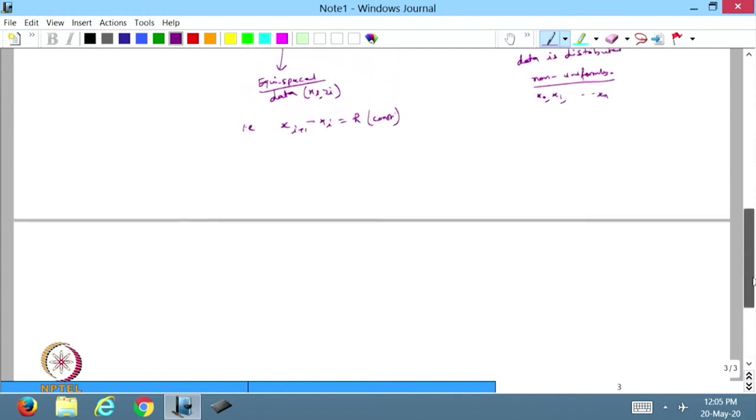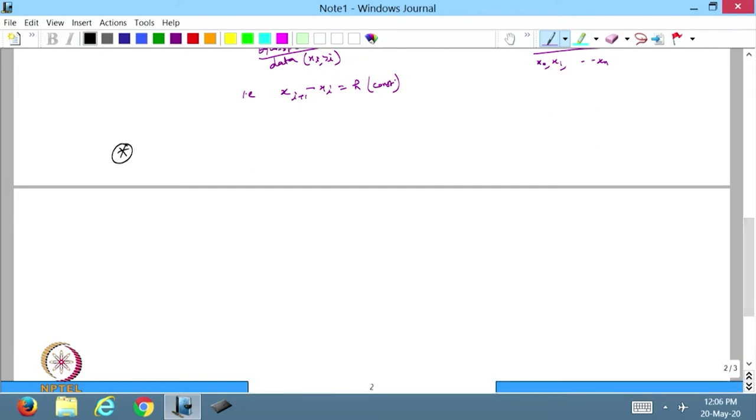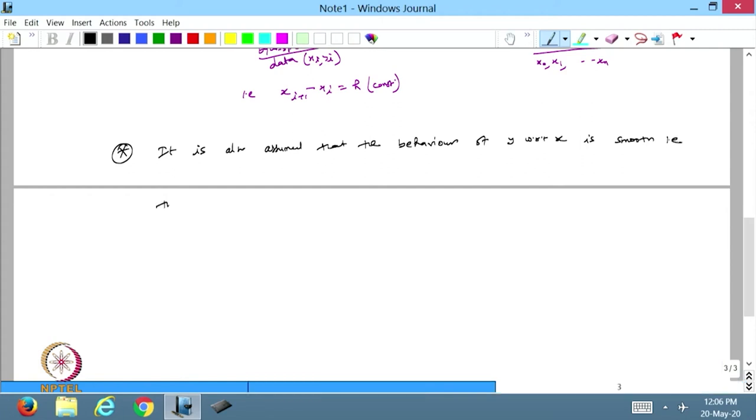So in this case one assumption is also made. It is also assumed that the behavior of y with respect to x is smooth. Smooth, that is, there are no sudden variations in the value of y.